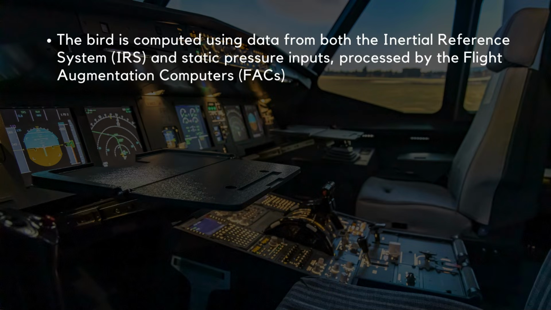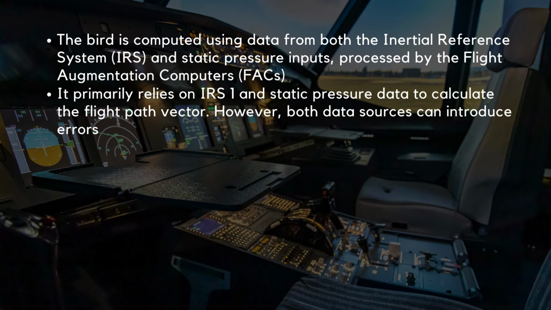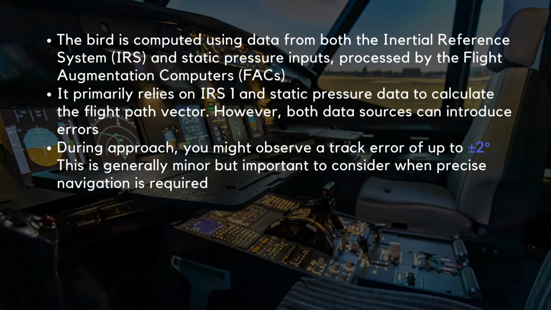Now, it's essential to note that the bird is computed using data from both the inertial reference system and static pressure inputs, processed by the flight augmentation computers. It primarily relies on IRS-1 and static pressure data to calculate the flight path vector. However, both data sources can introduce errors. For example, during approach, you might observe a track error of up to plus or minus 2 degrees. This is generally minor, but important to consider when precise navigation is required.